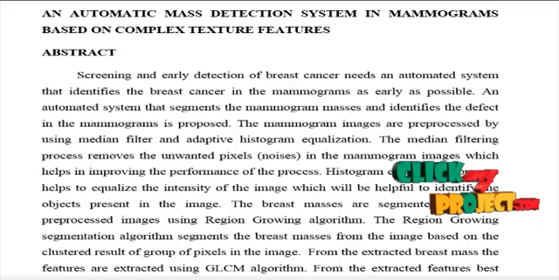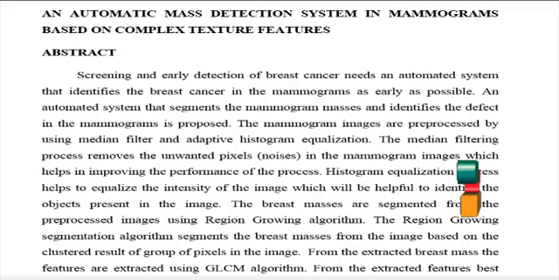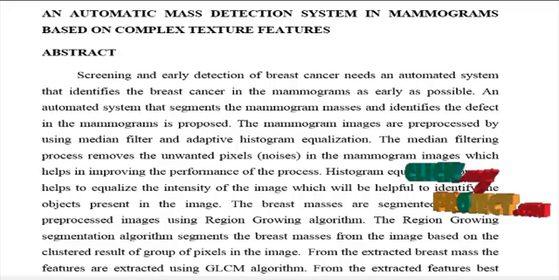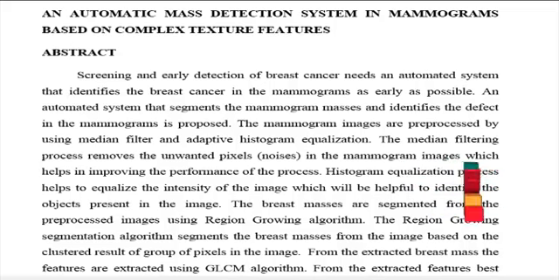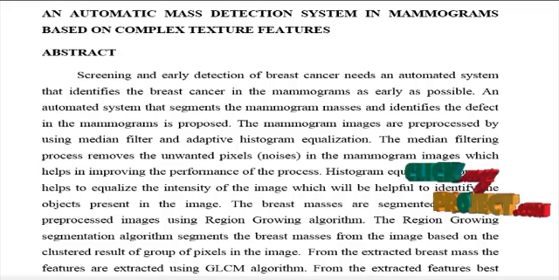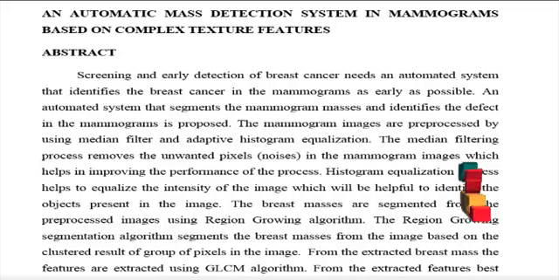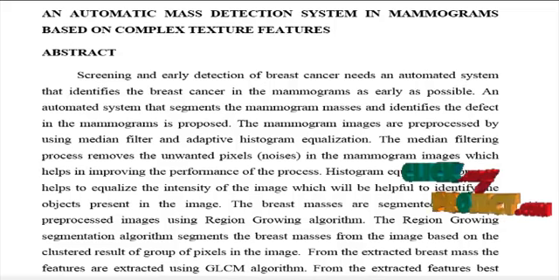The region growing segmentation algorithm segments the breast masses from the images based on the clustered result of a group of pixels in the images. The pixels in the images that have similar intensity ranges were segmented, and they were identified as the required region.